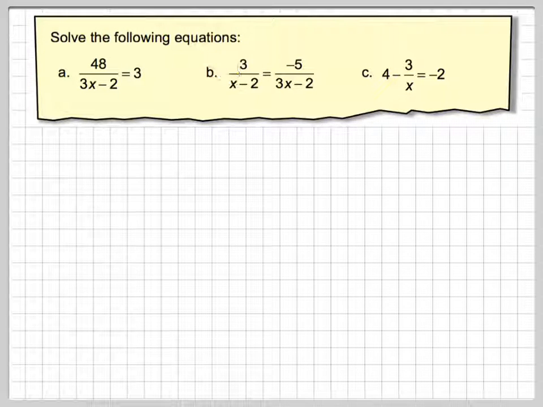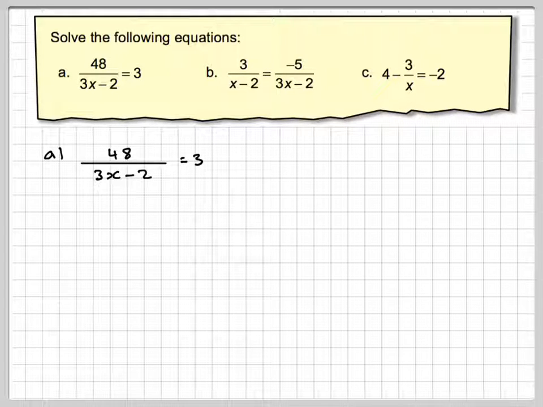Solve the following equations. 48 divided by 3x minus 2 is equal to 3. Right, the problem with equations with fractions is that there's always something in the denominator, and what you need to do is try to remove the denominator of the equation so that it becomes like a normal linear equation and therefore easy for you to solve.